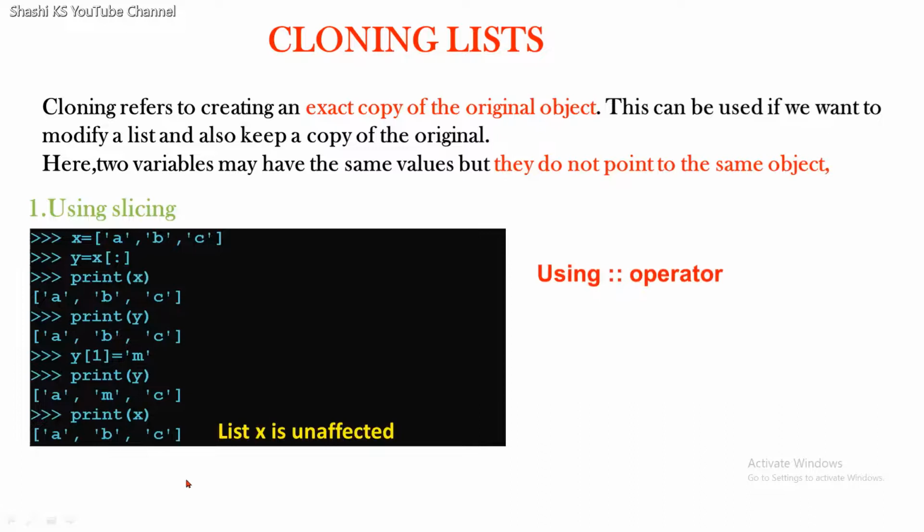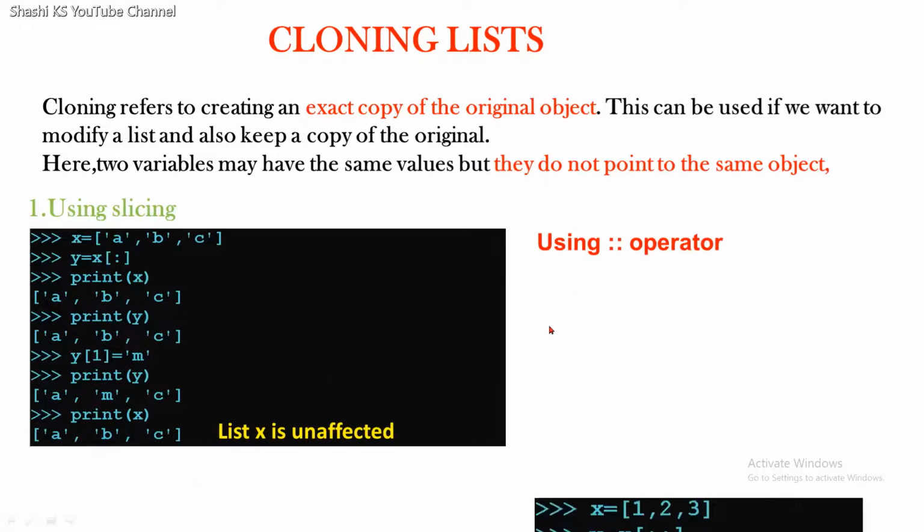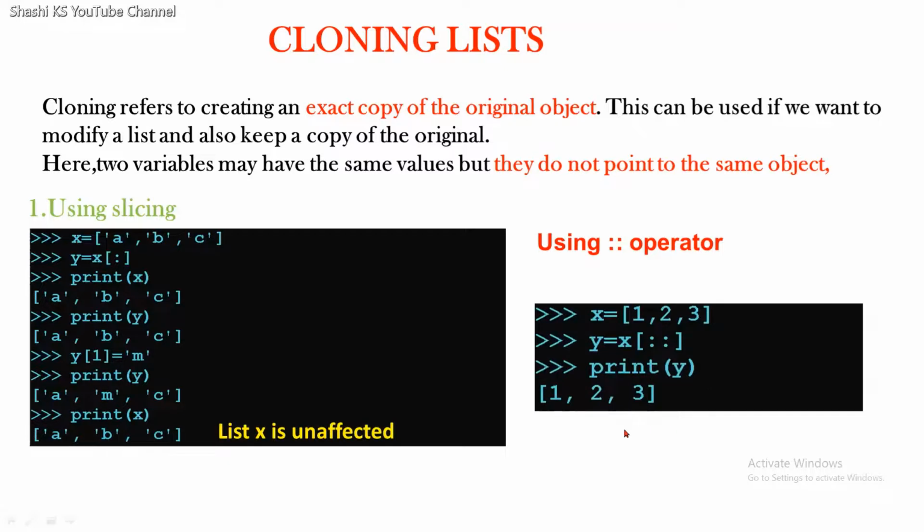So another way to do slicing is by using the colon operator. You can do the same thing with the colon operator also. If I say Y is equal to X and then the colon within the square brackets, and then I print Y, the contents of X have been copied to Y and it's printed here.